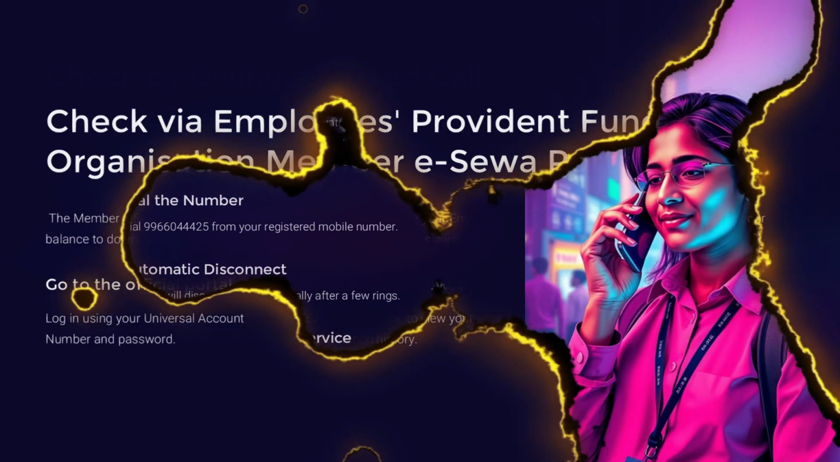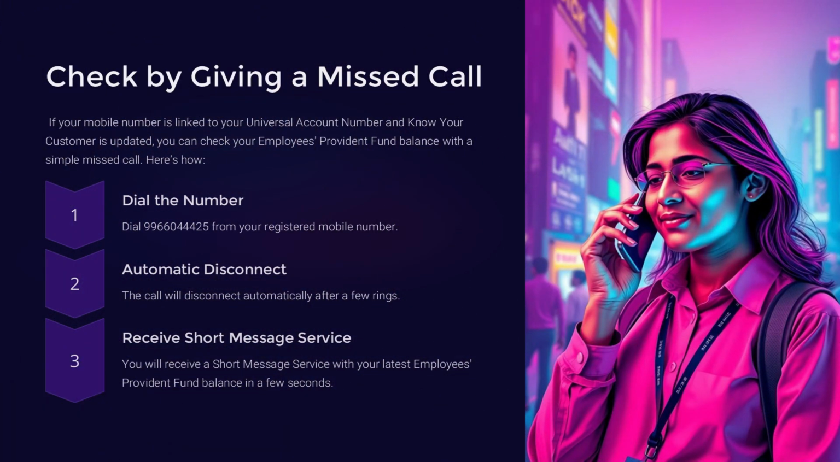5. Check Employees Provident Fund balance by giving a missed call. If your mobile number is linked to your universal account number and Know Your Customer is updated, you can check your Employees Provident Fund balance with a simple missed call.